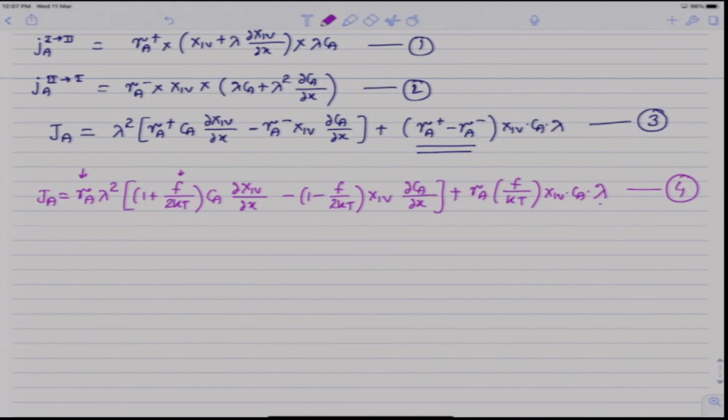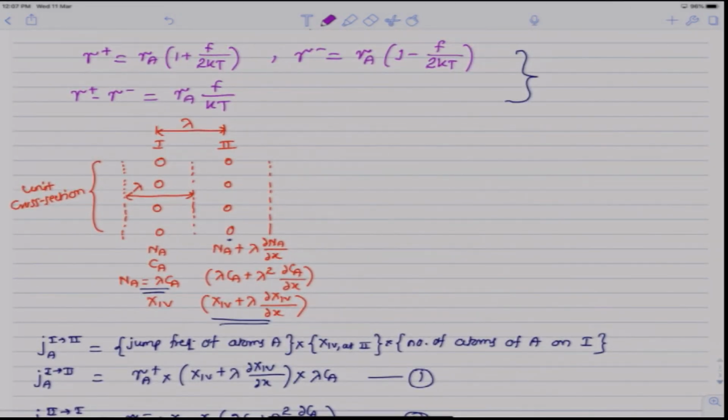For this, let us go back to this diagram of plane 1 and plane 2 here. When an atom A jumps from plane 1 to plane 2, what is happening is the number of atoms of A on plane 2 have increased by 1, whereas the number of vacancies on plane 2 have decreased by 1, and the reverse has occurred in plane 1, that is, the number of atoms of A on plane 1 has decreased by 1, and the number of vacancies on plane 1 has increased by 1.